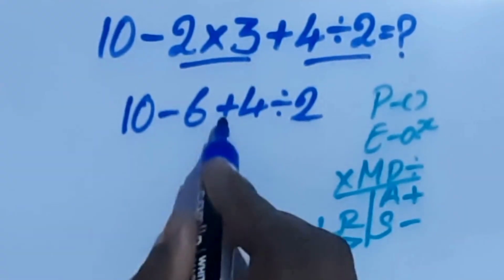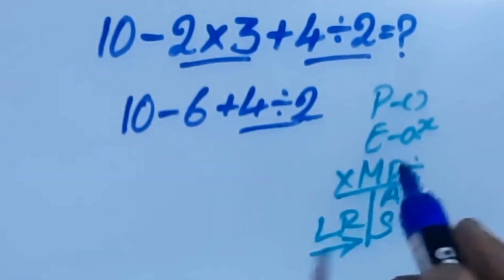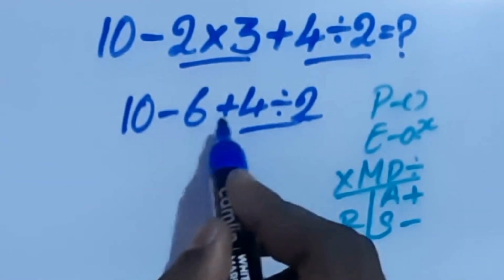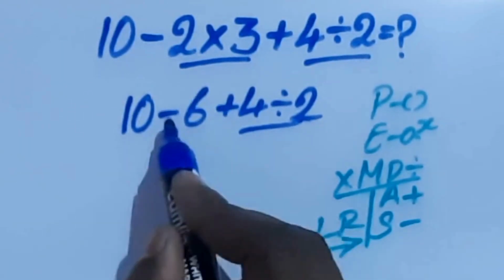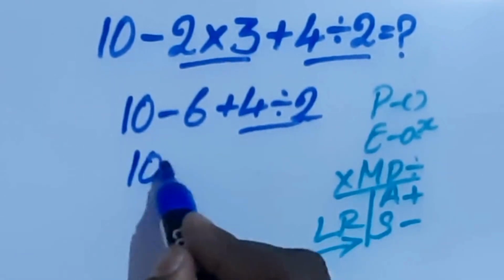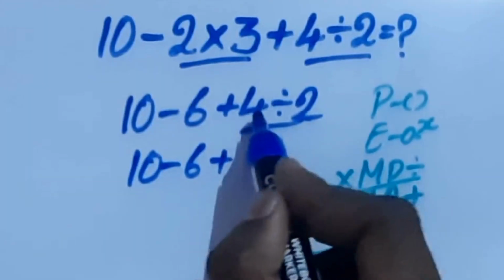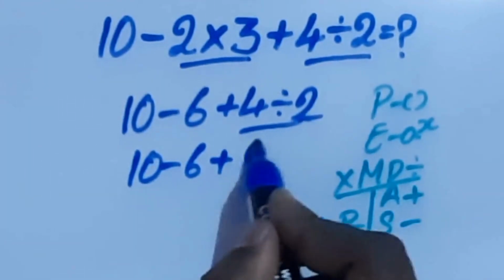Here we have subtraction, addition and division. Division is higher priority than addition and subtraction. So we have to do this division before the addition and subtraction. Here 10 minus 6 plus this 4 divided by 2 is 2.